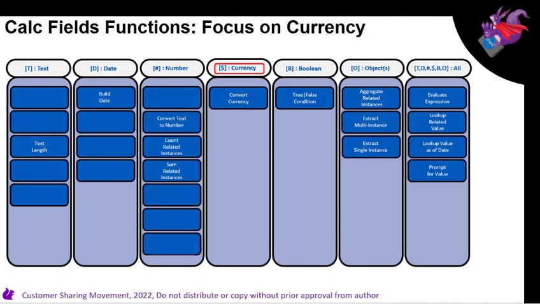There's only one function that returns a currency according to this grouping, which is called converting a currency. A currency value is a number together with a currency code, and you might at times need to convert from one currency to another currency. Focusing on the Boolean function, it is called true-false condition. The word condition is important. It means you are comparing something, and that condition result is either true or it's not true.